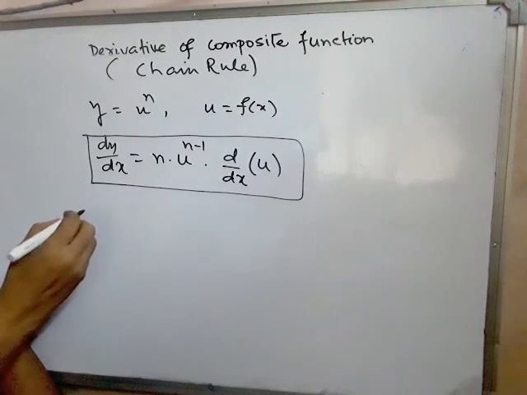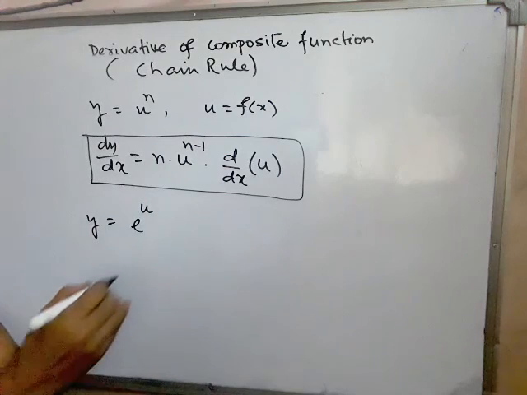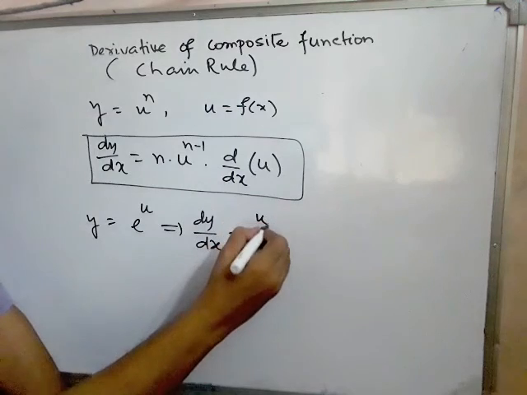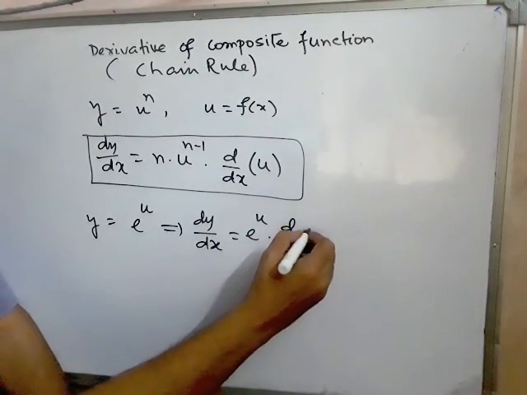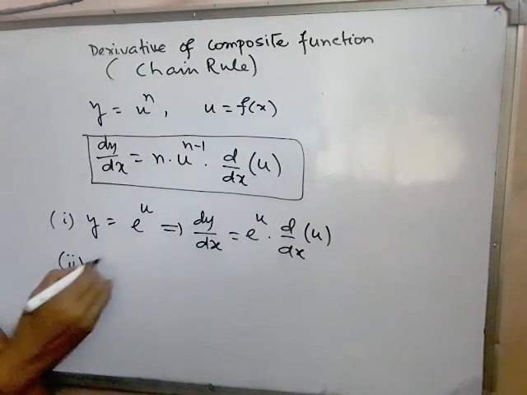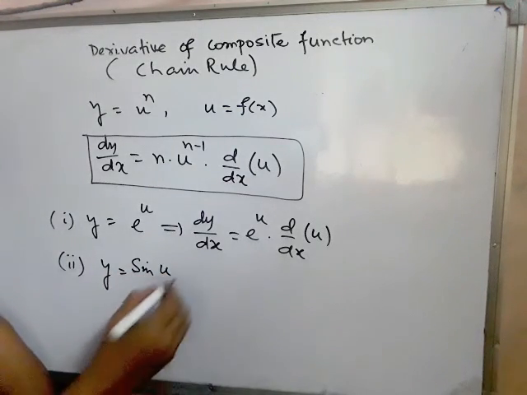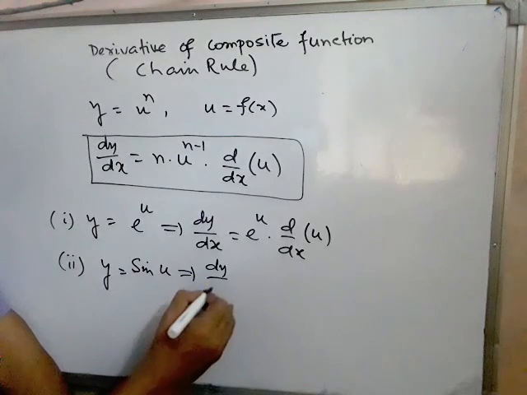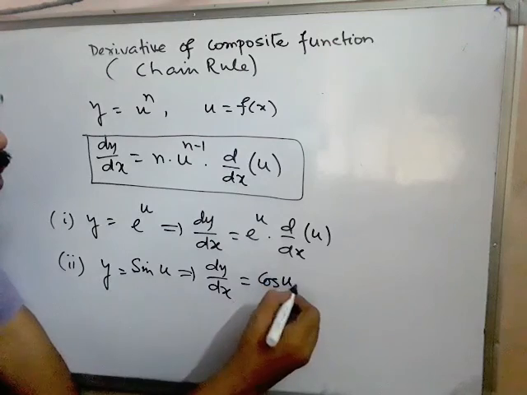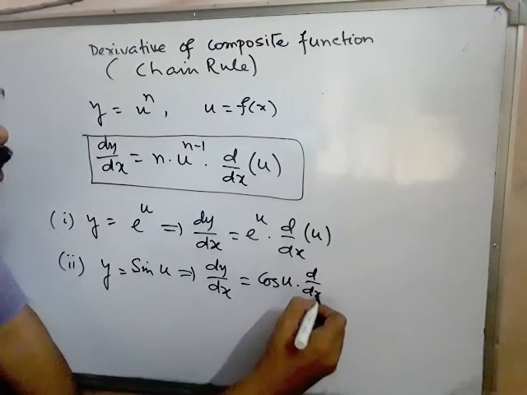Continuation formulas. Say it is given that y equal to e to the power u, then dy by dx equal to e to the power u into d by dx of u. Continuation, y equal to sine u, where u is a function of x, then dy by dx equal to derivative of sine u, which is cos u, into the derivative of the function of x.